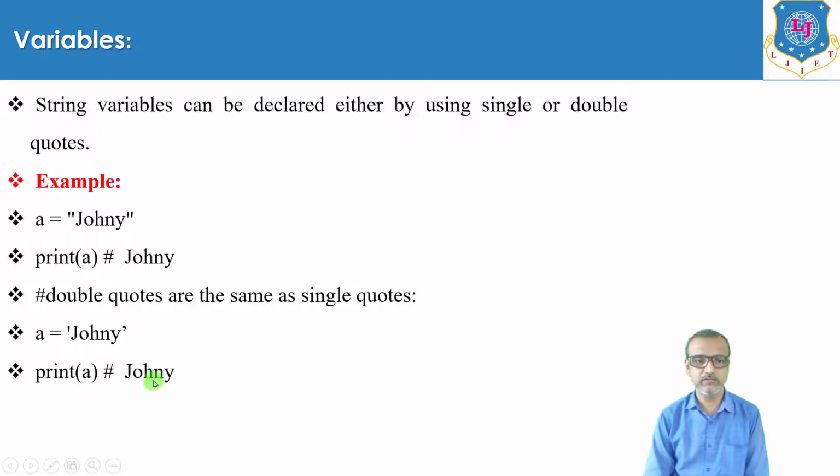That is Johnny. See, here we have written the same statement. Here we have written Johnny in double quotes, and here we have written Johnny in single quotes. So in both cases we will have the same output, that is Johnny. So what does it mean? It means double quotes are the same as single quotes.